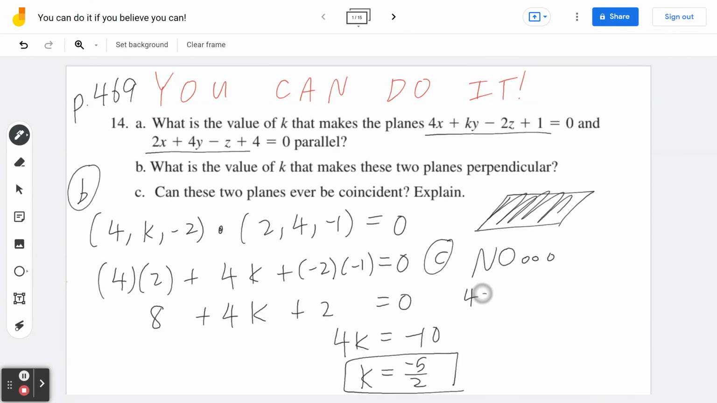So if you think about 4x + ky - 2z + 1 = 0 and 2x + 4y - z + 4 = 0, even if you set k to be some number, the fact that this is a 1 and a 4, it is not possible to express one plane as a scalar multiple of the other plane, which means they're not identical planes. They're not coincidental. I hope this makes sense.